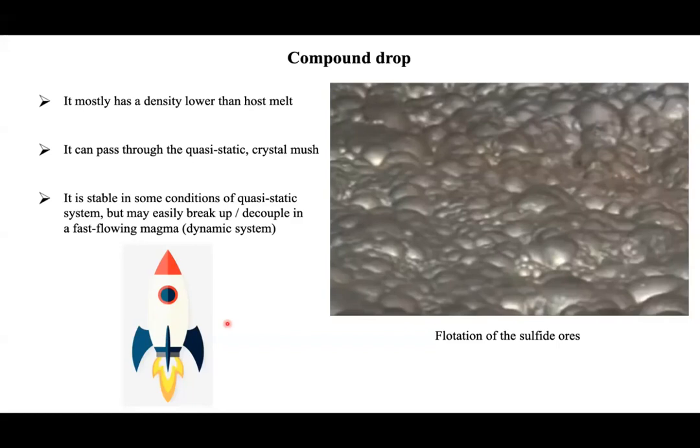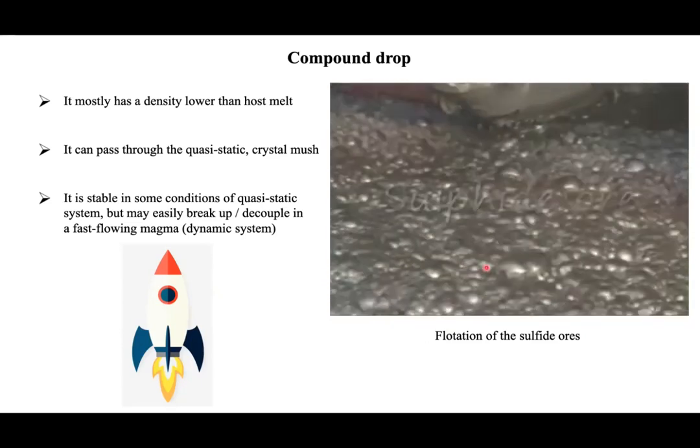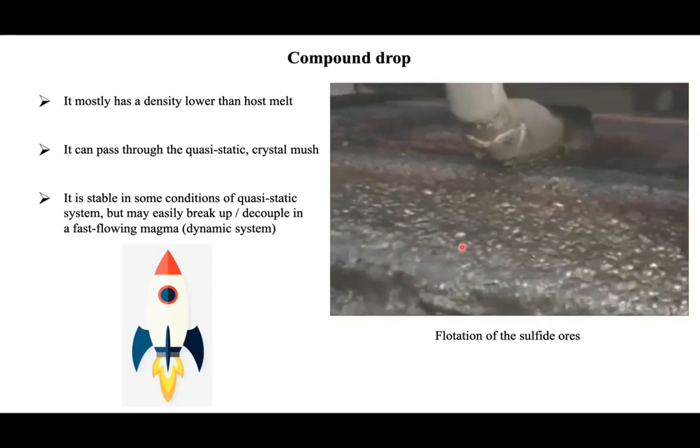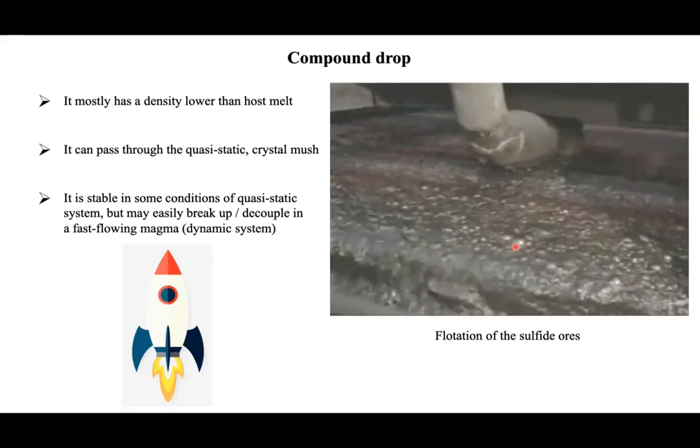To be honest, at the beginning of this work, I was also not confident in the formation of the compound drop. And here James took me to see the industry, to see the flotation of the sulfide ores. It's very similar to our work here. You can see, oh, this is the bubble, and around this bubble is the sulfide. So it can float the sulfide ores like this. So I think it's also stable in natural systems.